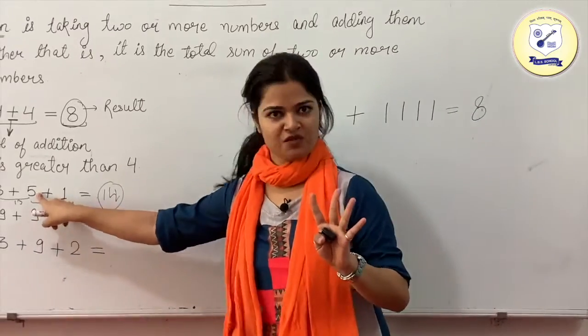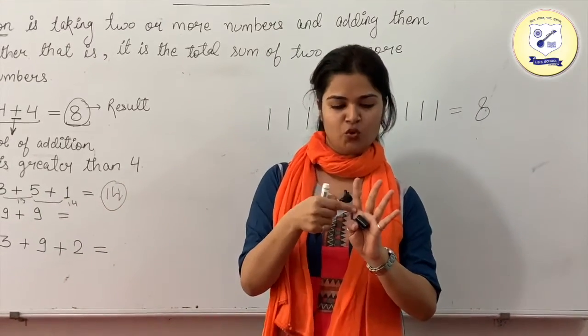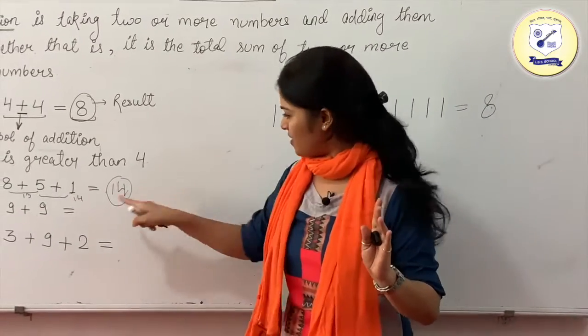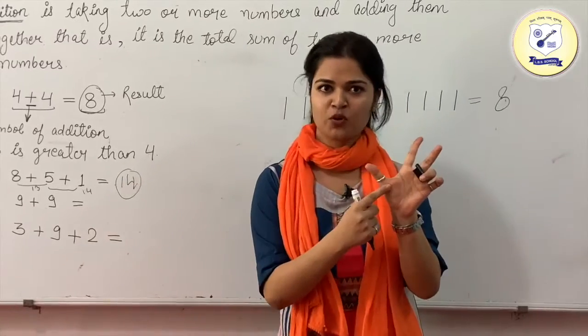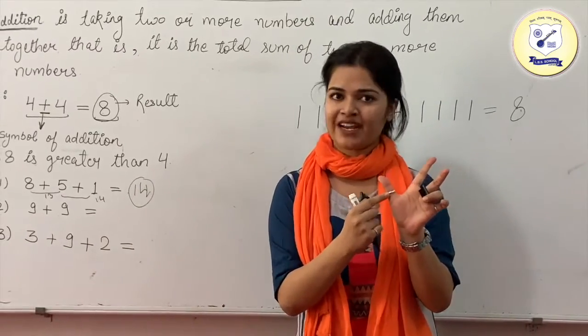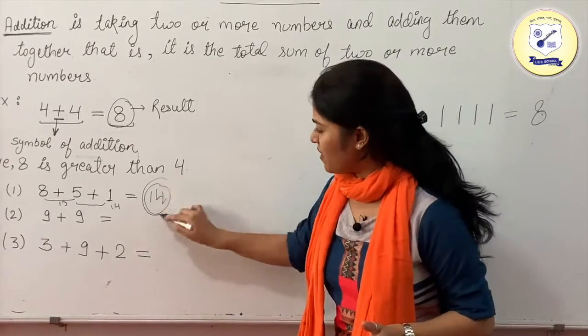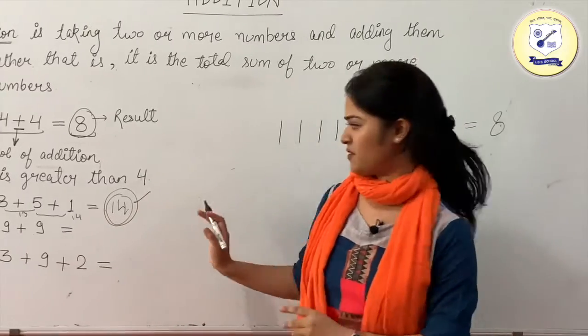Next number we are having is 5. 1, 2, 3, 4 and 5. And one more number is 1. So up to here I was having 13, and after adding one more, our result would be 14, which is your answer.